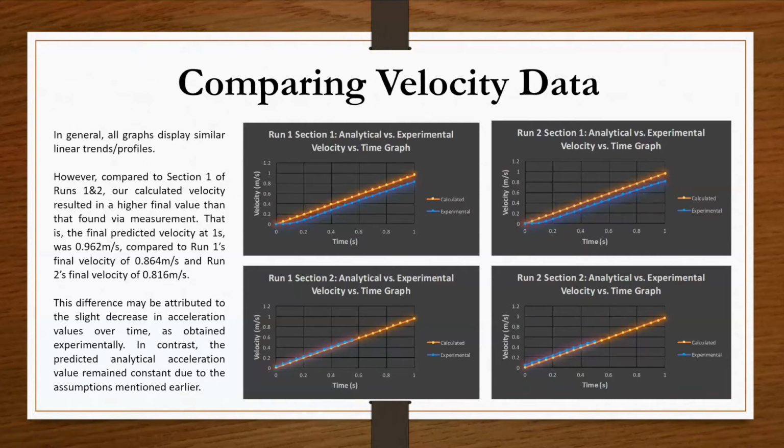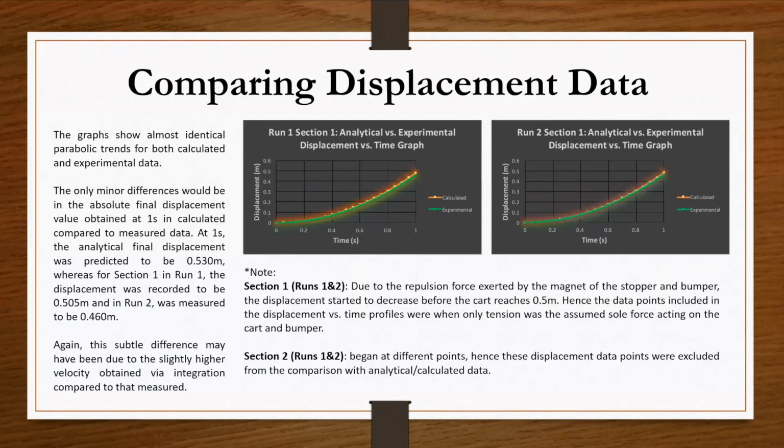However, it is also evident that the general trends of calculated versus measured data in all four graphs have a very similar positive linear slope. Finally, for the displacement versus time profiles, we see identical parabolic trends for both calculated and measured data. The only subtle differences would be in the absolute final displacement attained at 1 second, whereby the calculated value was slightly higher than that obtained experimentally. Again, this might have been caused by the higher velocity in the analytical data compared to the measured, therefore taking a shorter amount of time to reach the same point.